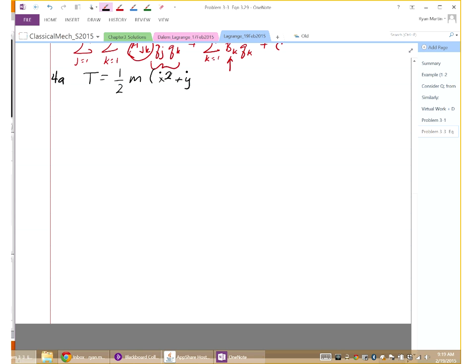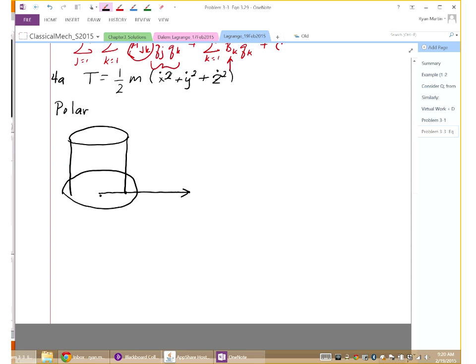This is a dot. I'm just writing down our kinetic energy expression in Cartesian coordinates. You all are familiar with that. Now we need to go to polar. And I love pictures. A picture is worth 1,000 words. And it's worth at least a quarter point. So draw pictures.